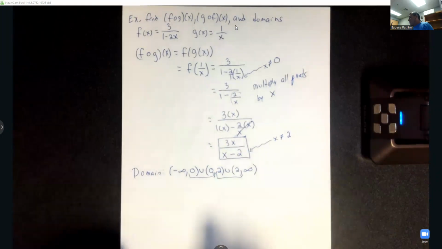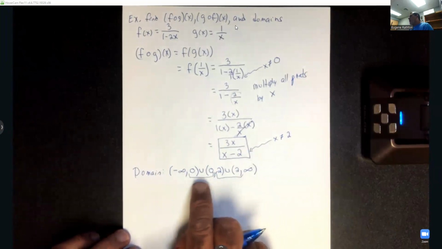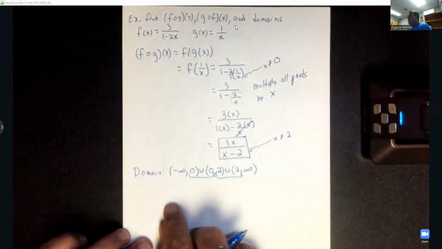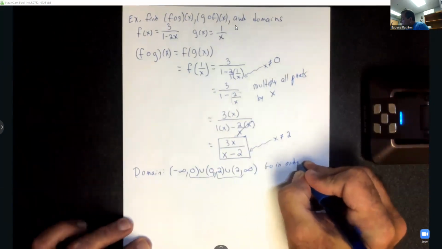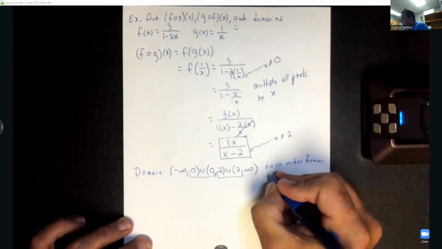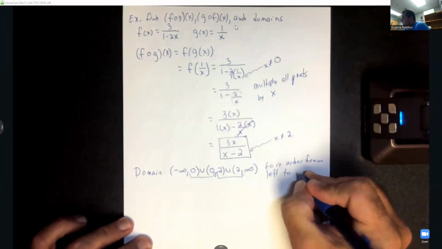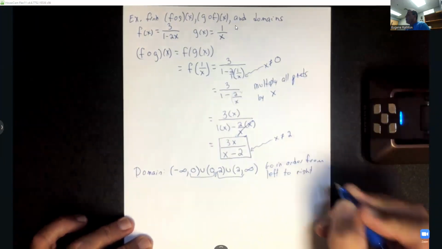So y'all not too bad. You just got to keep up. And these have to go in order from left to right. So remember, go in order from left to right.